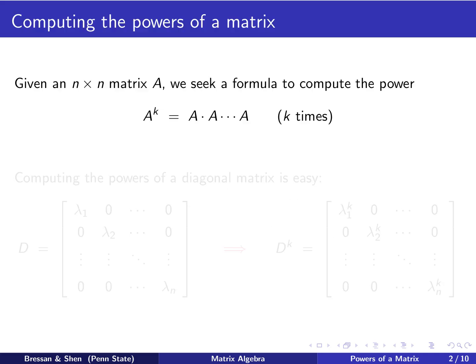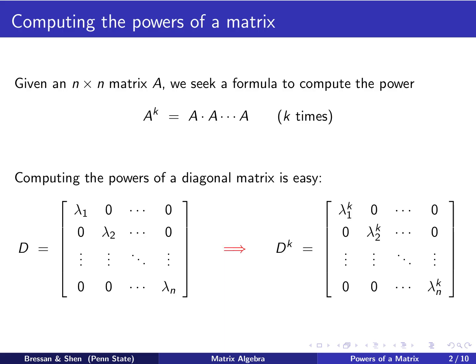First, we look at computation for the powers of a matrix. Given a square matrix A, n by n, we seek a formula to compute the power A to the power k, which is A times A times A, k times.